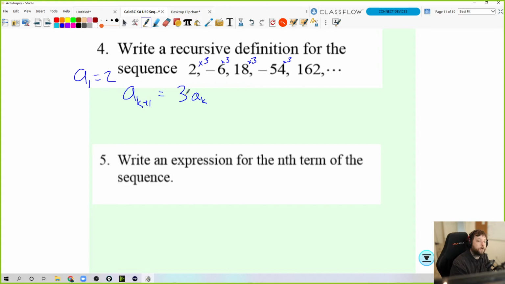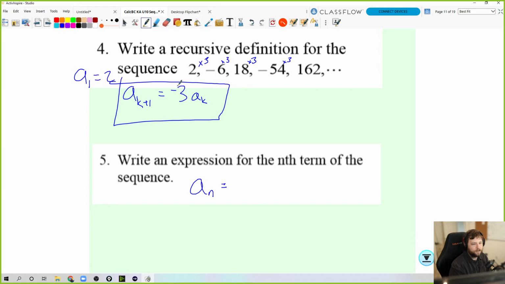Oh, would it be negative 3? Yeah, so negative 3 will work, right? Because you got that negative thing, and that'll make it work. There would be a recursively defined sequence. You know what's crazy? We can define things recursively, but we can also write an expression for the nth term. What if I don't want to make it recursive? I can actually write this both ways.